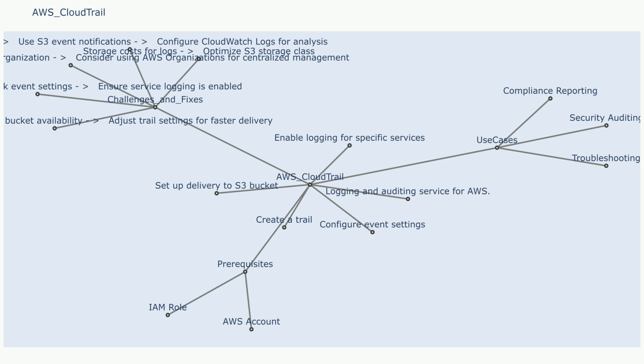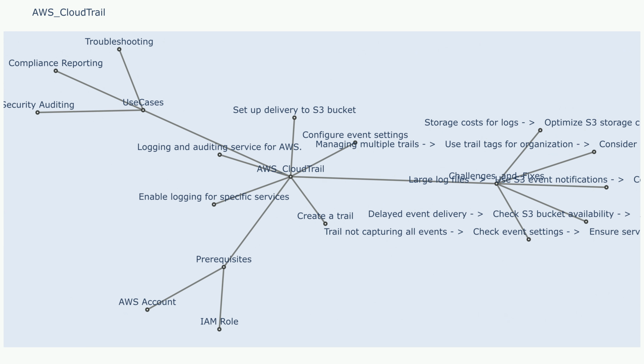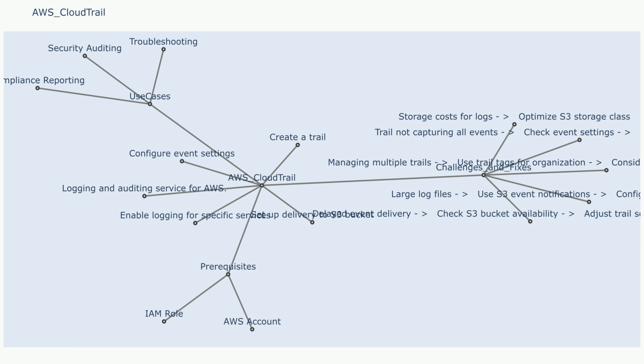Set up delivery to an S3 bucket. CloudTrail logs are delivered to an S3 bucket in your account. You must create an S3 bucket and configure its permissions to allow CloudTrail to write logs to the bucket.